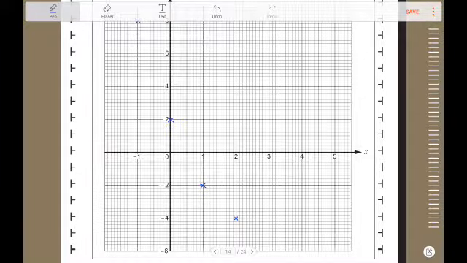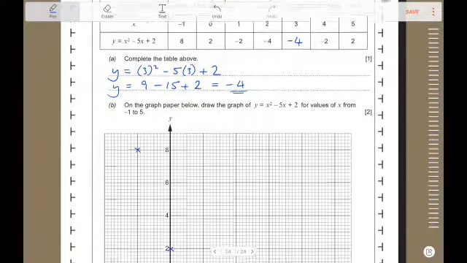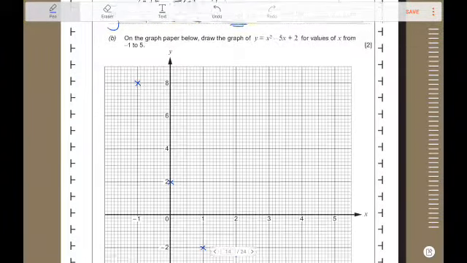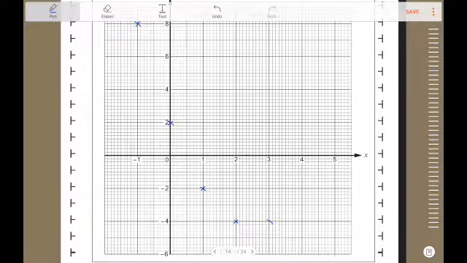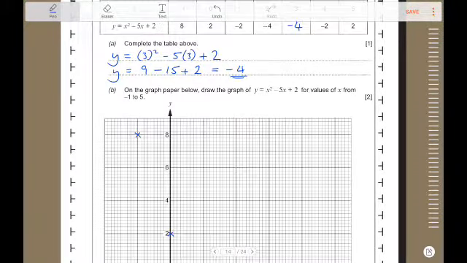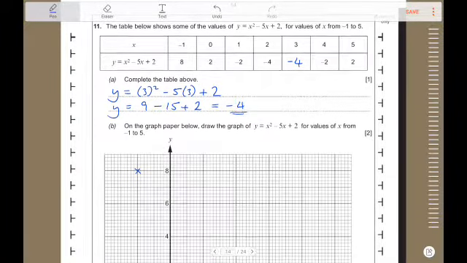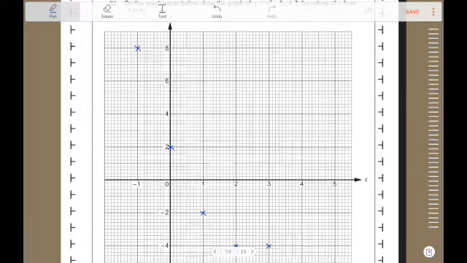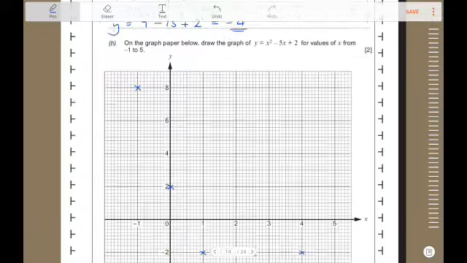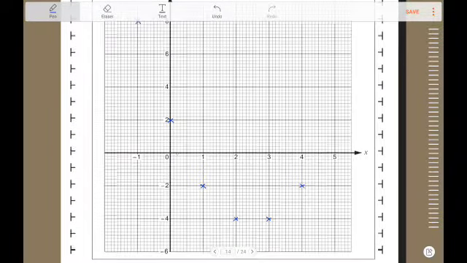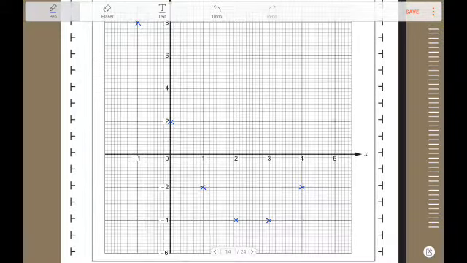So nice little crosses, not dots. And then we've got 3, minus 4. Across to 3, down to minus 4. Okay, I'm going to redo that one again. Not happy with that. There. Okay, that looks good. And then we've got 2 more points. We've got 4, minus 2. So we go across to 4, down to minus 2. And the final point is 5, 2. So x is 5, y is 2.